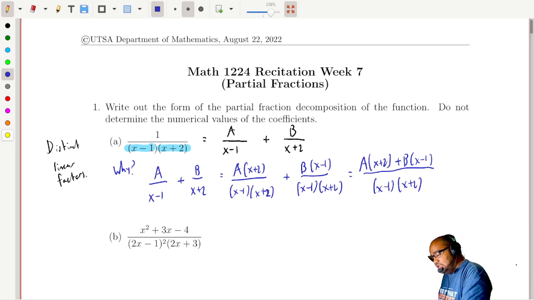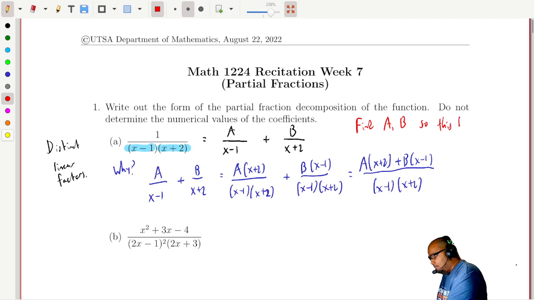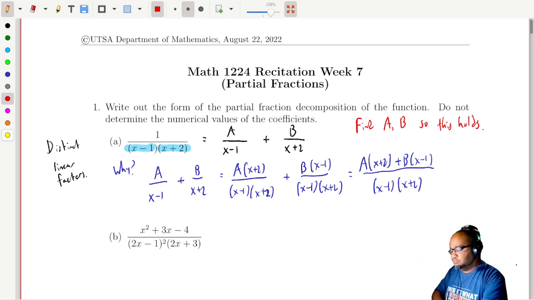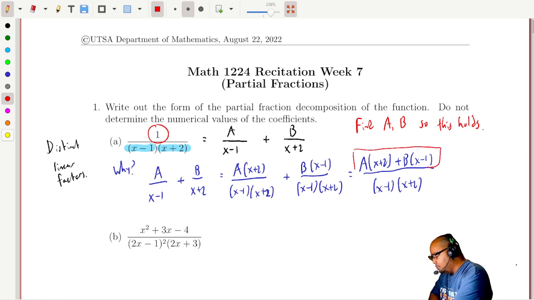And the idea here is we want to find A and B so this holds. And we want to make sure that the top, because originally we want it to be equal to 1, the top here, so I'll box these in red.